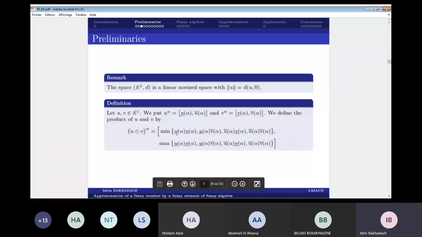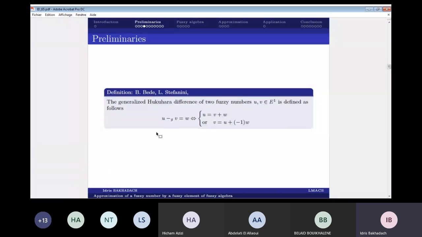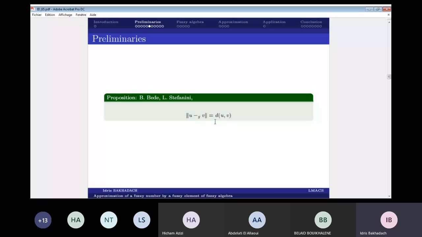We have now the generalized Hukuhara difference, which is defined by this property, as defined by Stefanini and Bede. In terms of the upper and lower levels, the generalized Hukuhara difference is defined in terms of alpha. We also have, as you see on the screen, that the norm of the generalized Hukuhara difference equals the distance between two fuzzy elements.